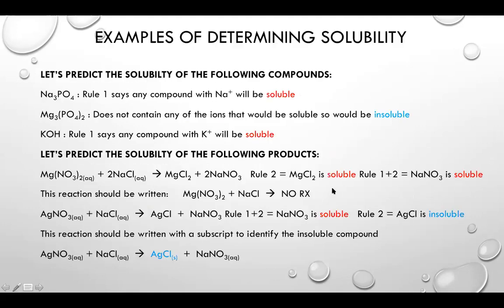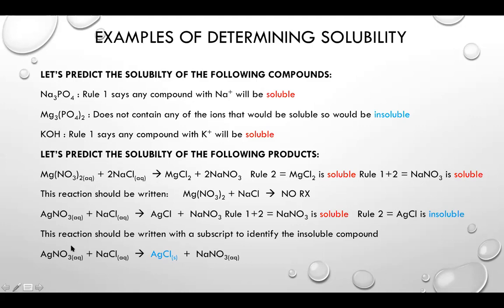And what we need to be careful of is that when we have soluble products, a reaction isn't going to occur. We're not going to get a product. So the reaction should be written magnesium nitrate plus sodium chloride equals no reaction, because these two things are soluble, and so we wouldn't be able to pick them out in our solution. It would just look like water. And we know that there's water because this (aq) means that it's aqueous.